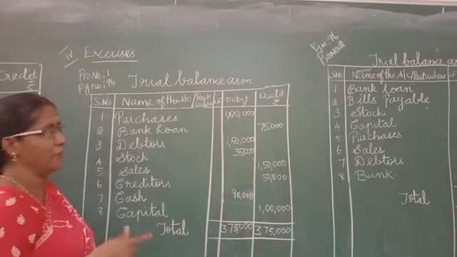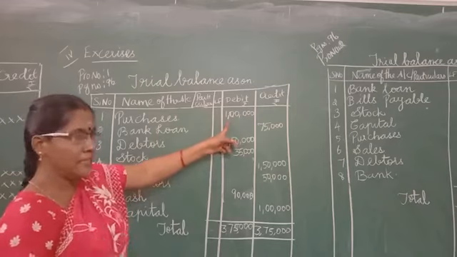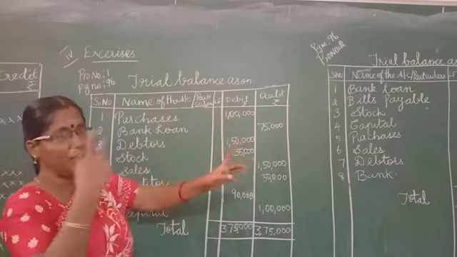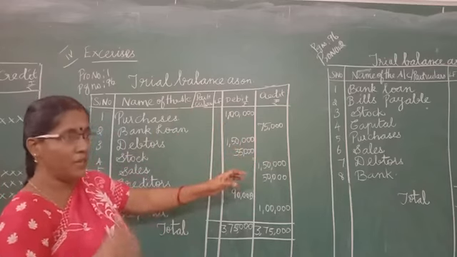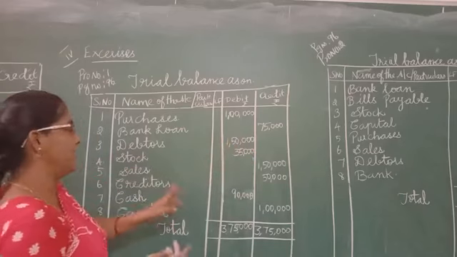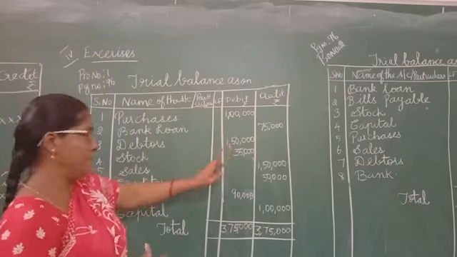Purchases, they have given in your book. First one, purchases. Why have we debited this one? It is an expense, so we have debited. Bank loan, it is a credit, we have to repay. This is an obligation for us, so we have written it on the credit side. Debtors, it is an asset for us, so we have debited.